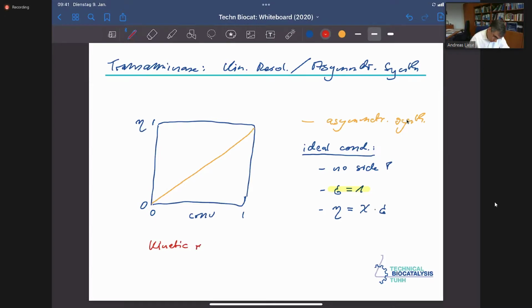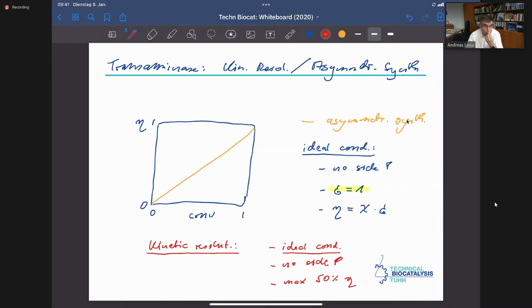Kinetic resolution. Here we do have, under ideal conditions once again, meaning no side product being formed, but we have a one-to-one mixture of the two enantiomers. And in consequence, only one enantiomer is reacting. So we have a max of 50% yield.